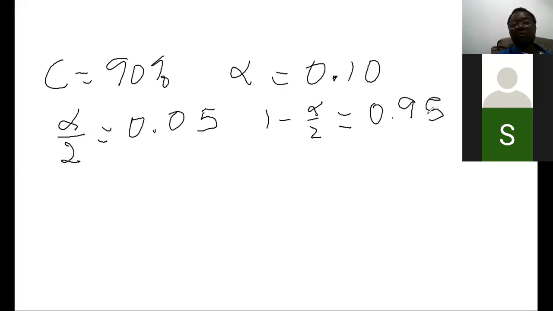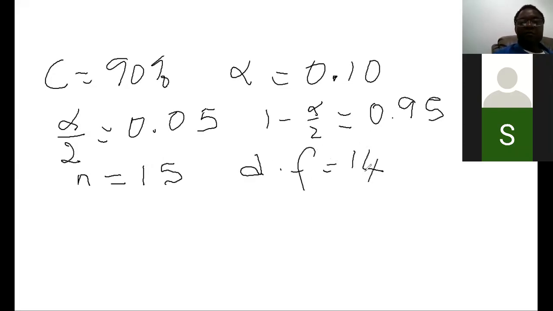The 0.5 is to the right, or the 0.05. So we need the sample size, which is 15, and the degree of freedom, 14.